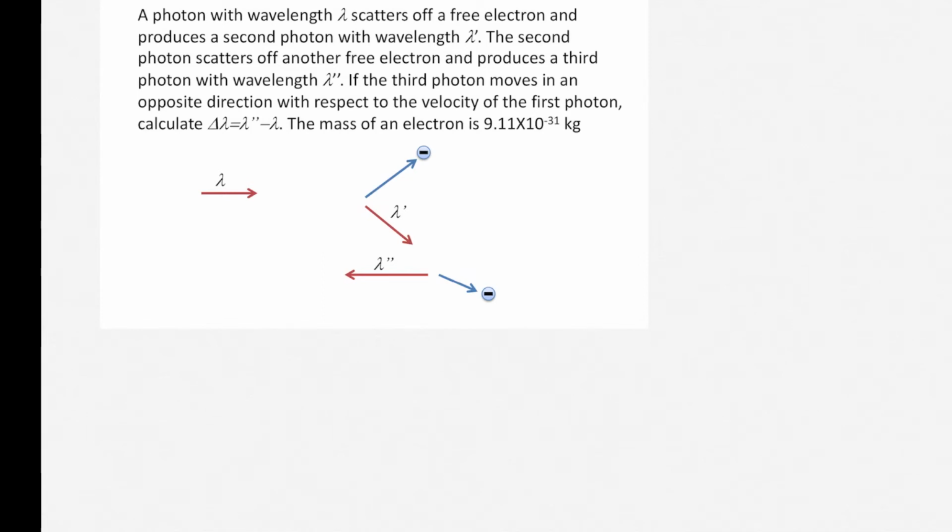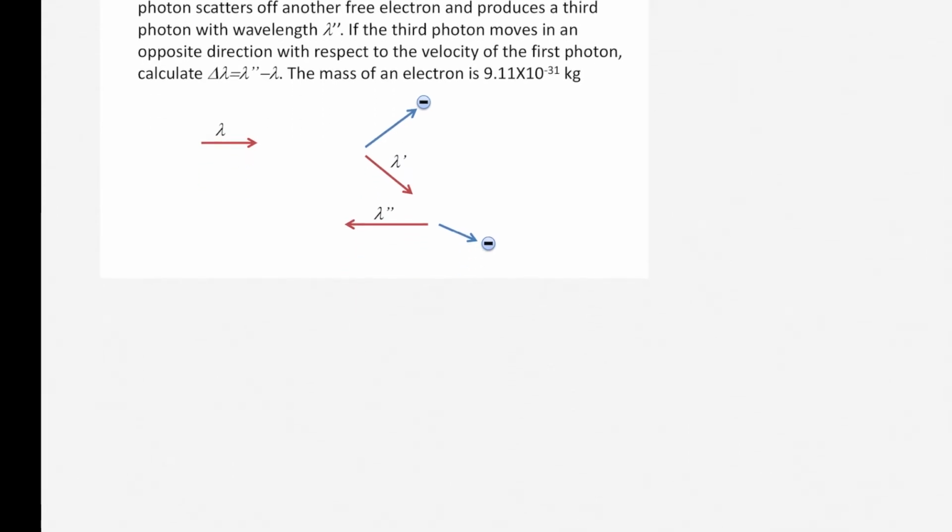In this practice, a photon with wavelength lambda scatters off a free electron and produces a second photon with wavelength lambda prime. The second photon scatters off another free electron and produces a third photon with a wavelength of lambda double prime. If the third photon moves in the opposite direction with respect to the velocity of the first photon, calculate delta lambda, so lambda double prime minus lambda. The mass of the electron is 9.11 times 10 to the minus 31 kilograms.